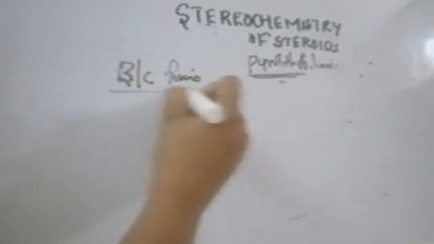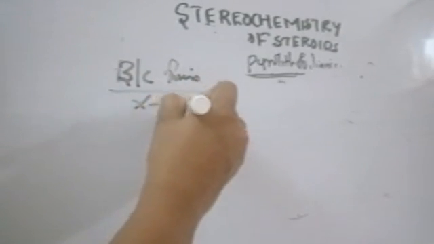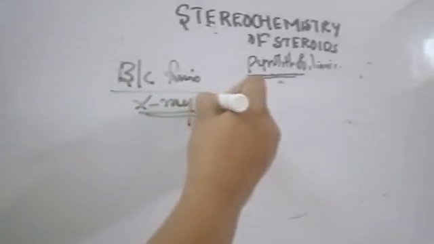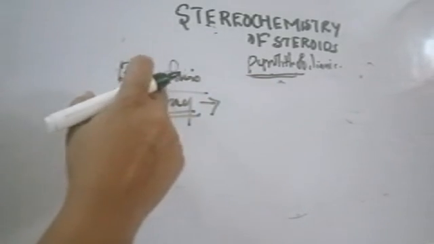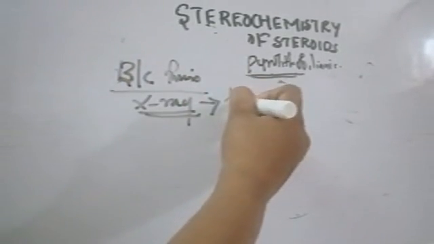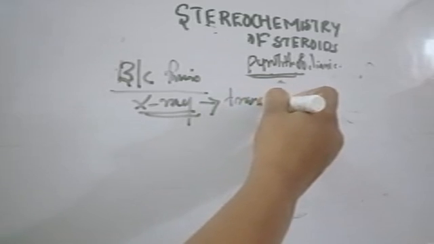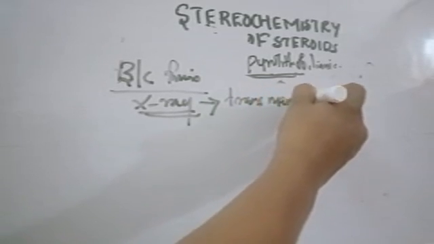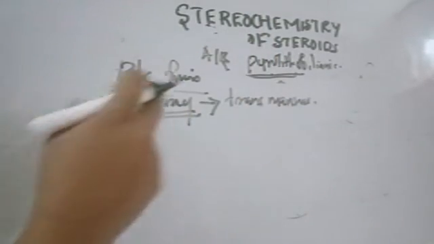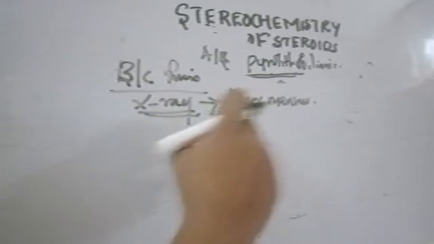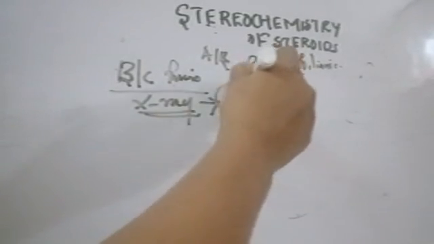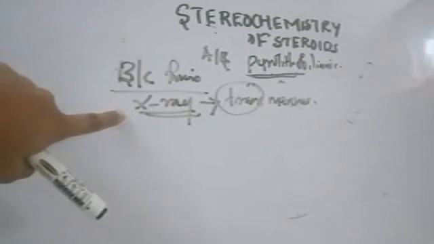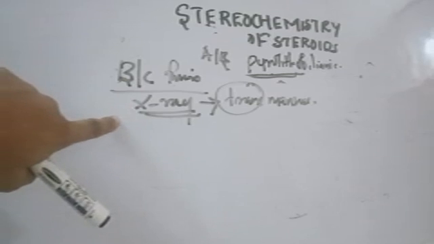By means of X-ray analysis, X-ray crystallography, we confirmed that the B and C rings are fused in a trans manner. So first we understood that the A and B rings are fused by means of cis configuration, whereas the B and C fusion is trans. That means through X-ray crystallography it is confirmed.